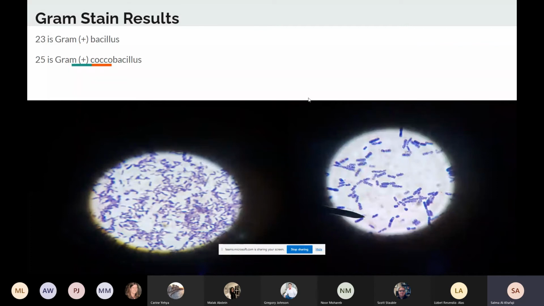And so I took 23 and 25 for a gram stain to further identify the microorganism. So for 23, this is a picture of 23 right here. It's gram positive and it's kind of shaped like bacillus. And for 25, this is 25. It's gram positive and it was shaped like coccobacillus.